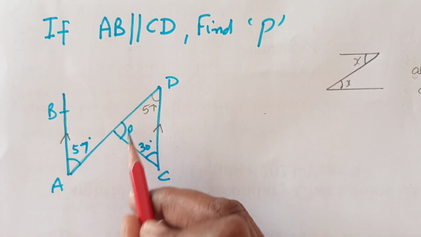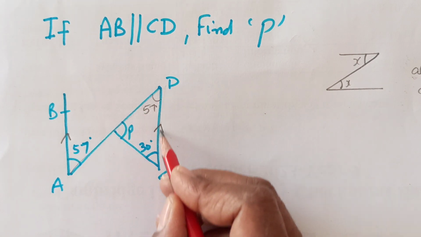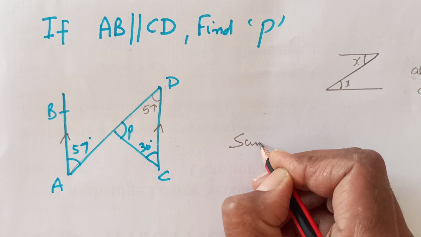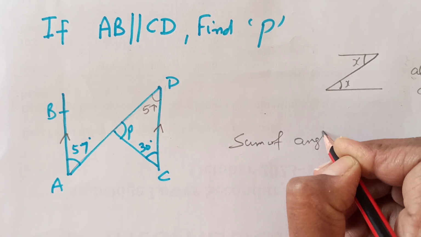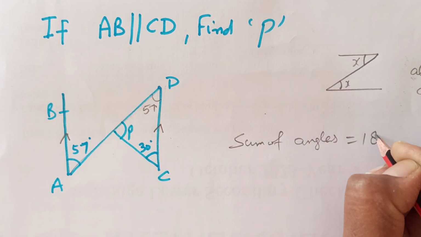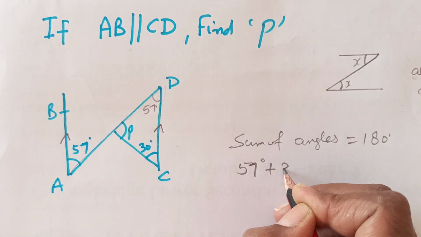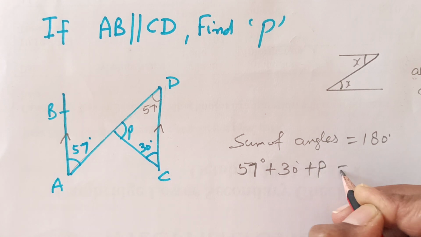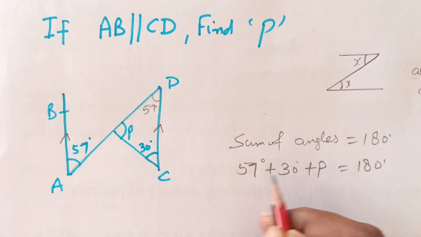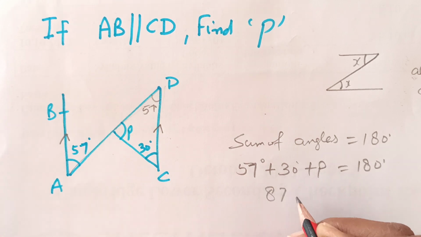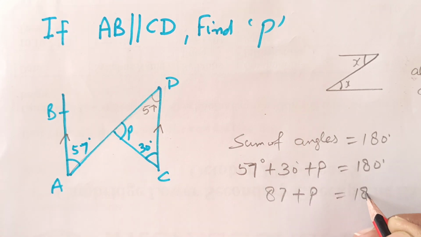Now we can calculate the value of P, because in this triangle, the sum of angles adds up to 180 degrees. So 57 degrees plus 30 degrees plus P is equal to 180. So 57 plus 30 is 87, plus P equals 180.